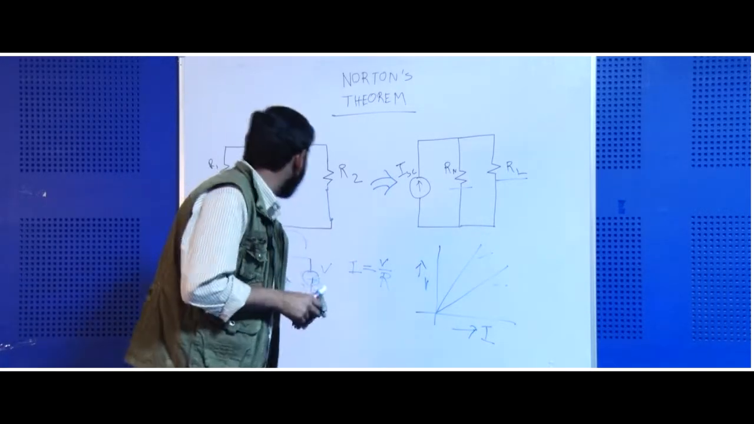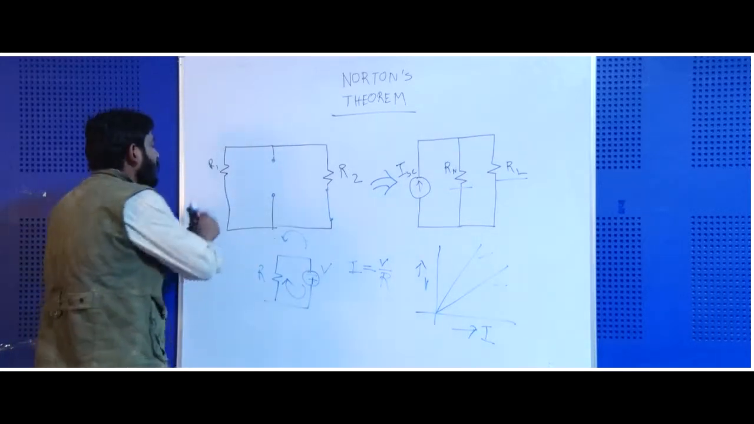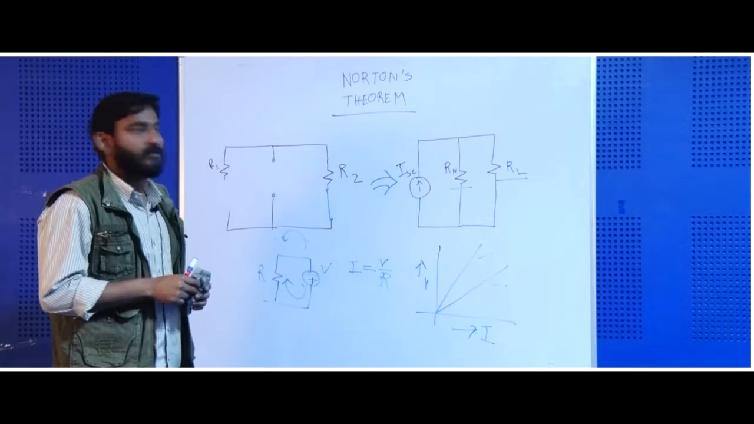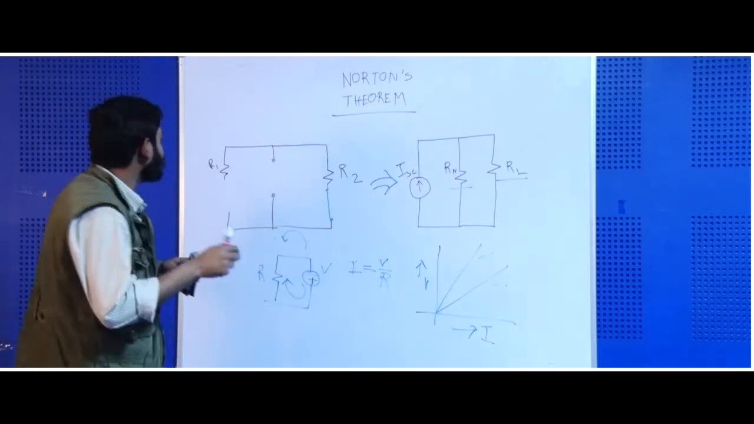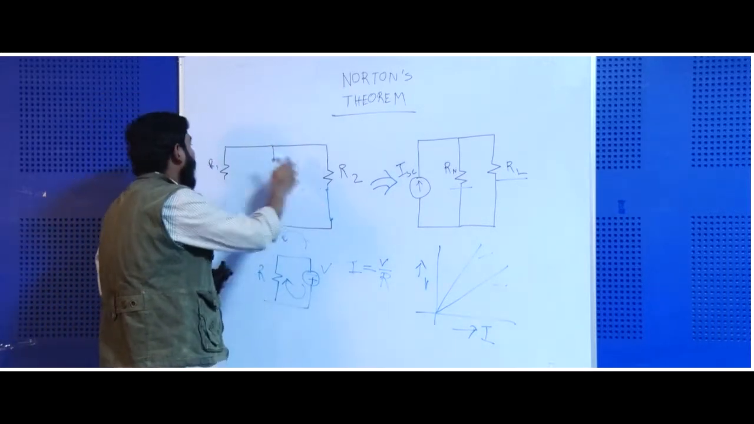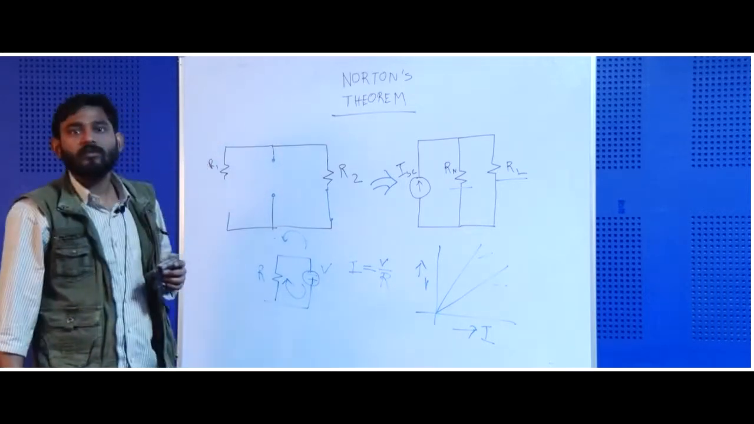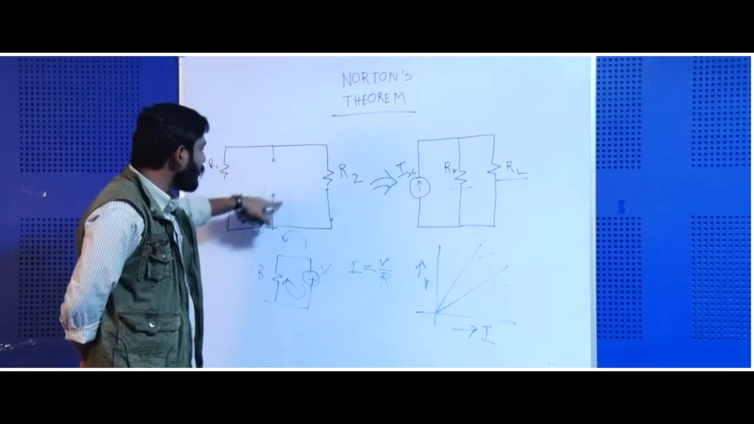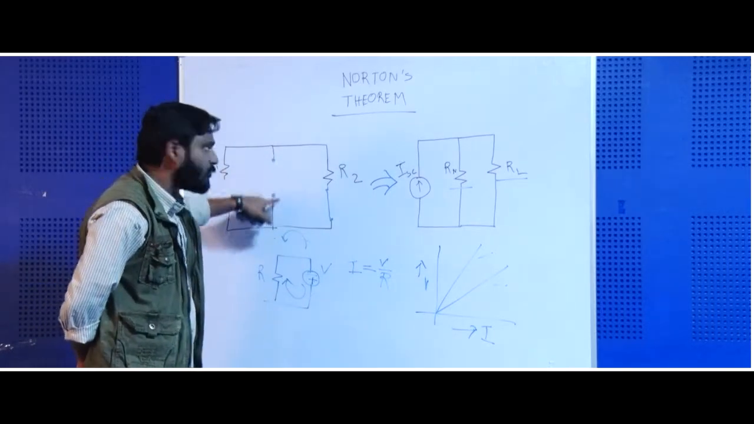For example, if we look into the circuit from this end, what happens? This resistance and this resistance both become in series to each other. Why? Because this is an open circuited terminal, no current is going to flow through this.